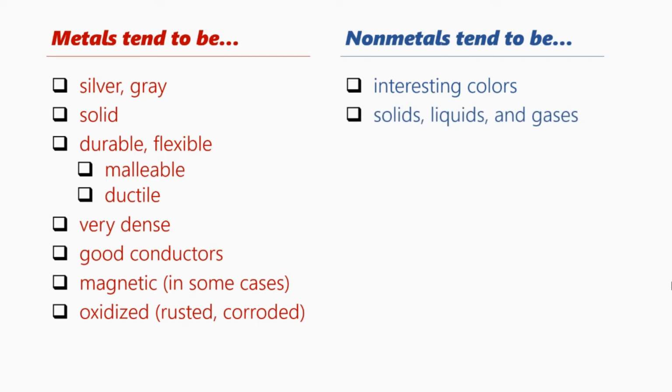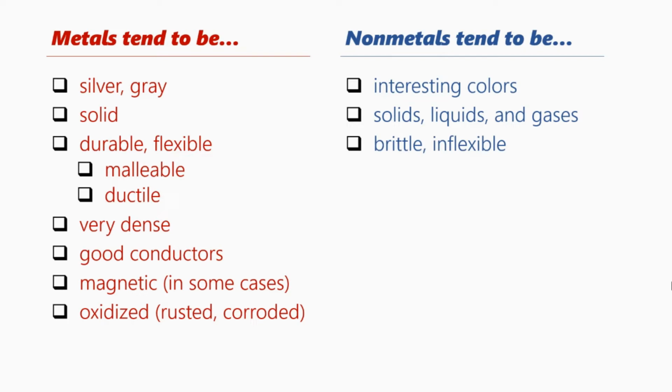Nonmetals can be solids, but also liquids and gases. So there are quite a few elements that are nonmetals that are gases at room temperature, and at least one that is a liquid at room temperature. So if you run into a liquid or a gas at room temperature and it's not mercury, then you're probably dealing with a nonmetal.